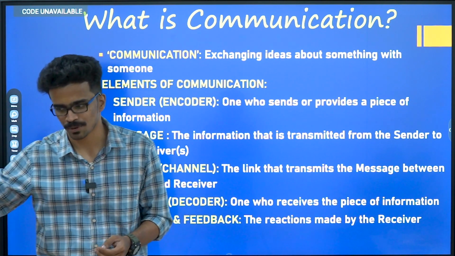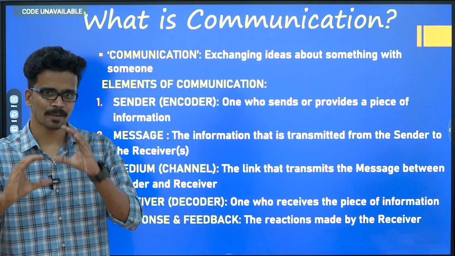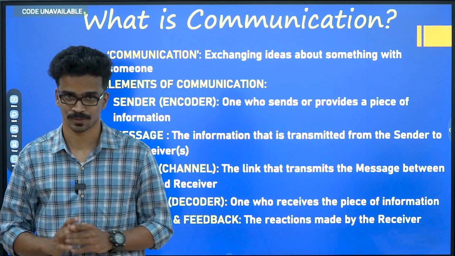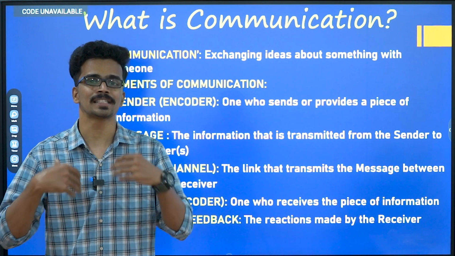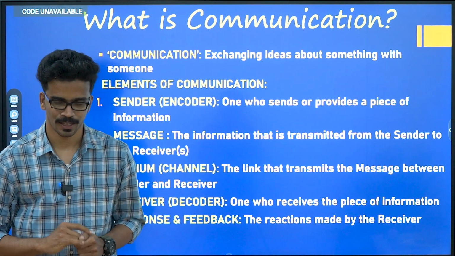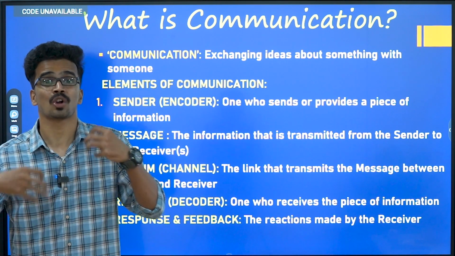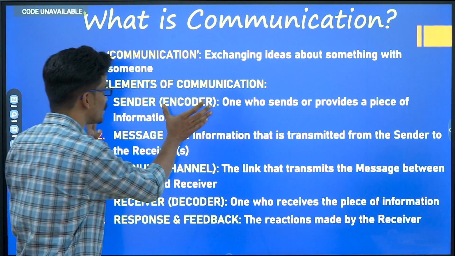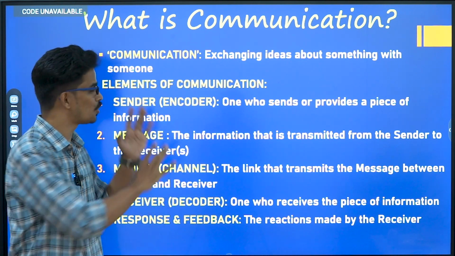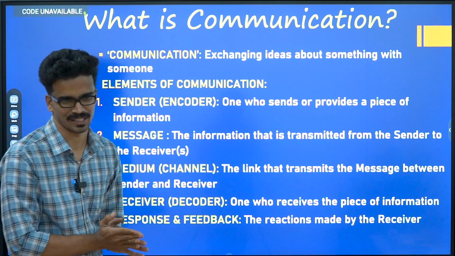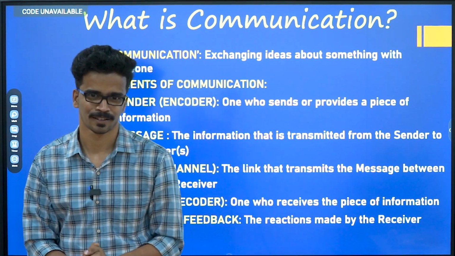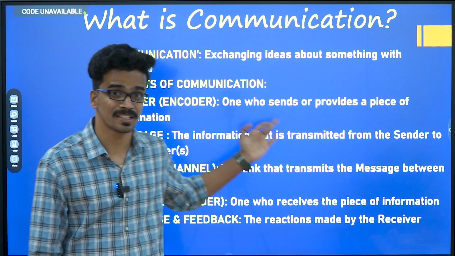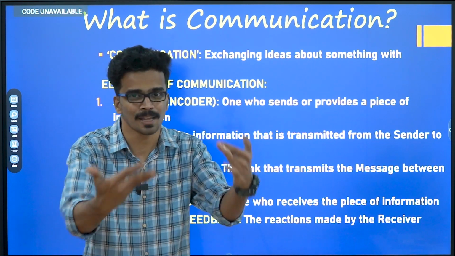Similarly, in a communication process, we are providing a piece of information to the other person who is listening to us. So the one who provides a piece of information is called the sender, or he is making the code in that communication process. Hence he is called the encoder. He is coding the message, he is coining the message, he is framing the message, and he is sending the message. So he is called a sender, or technically he is called the encoder, one who sends the piece of information.